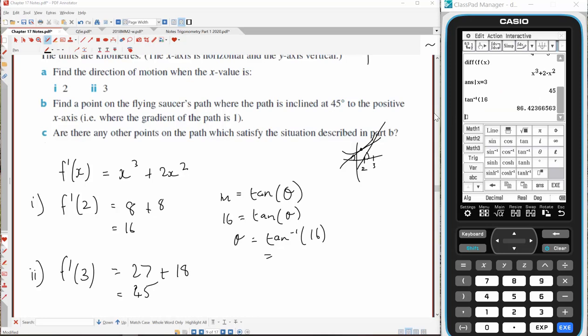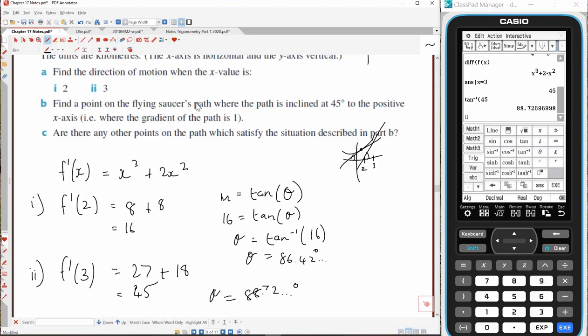All right, so fairly high gradient. I mean, this thing is just taking off. All right, so theta equals 86.42 degrees. And let's do the same thing for 45. So the inverse of 45, this is just going to get bigger and bigger and bigger. So for this one here, theta equals 88.72 degrees.